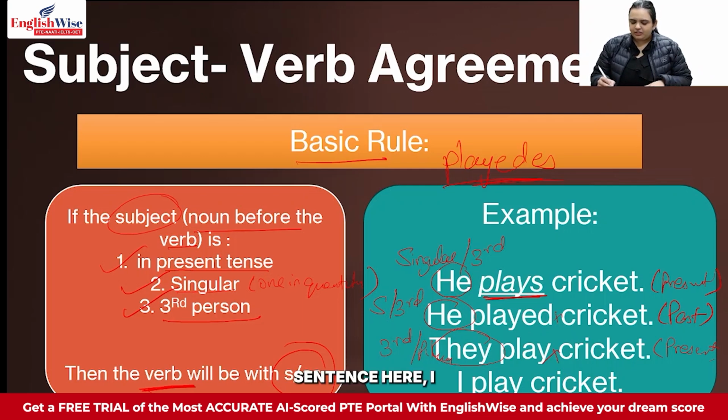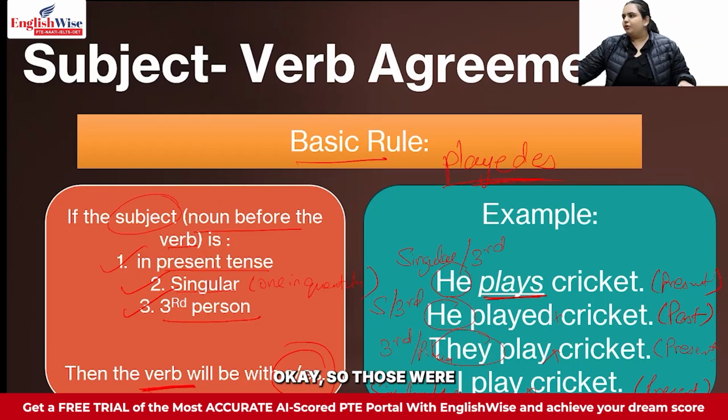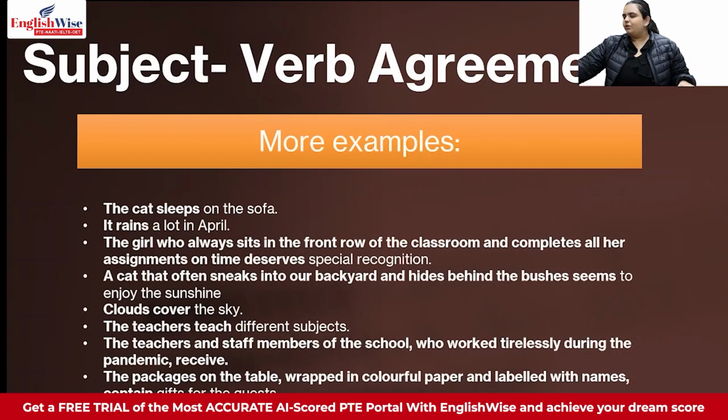In the last sentence here, I play cricket. Again, this sentence is in present tense. I am singular. I'm only one person, but I'm the first person. I'm not the third person. So I will say I play cricket. Again, I will not put an S over here. It will just be I play cricket. You will not say I plays cricket. Okay. So those were the basic rules. Let us look at some more examples of this basic rule.